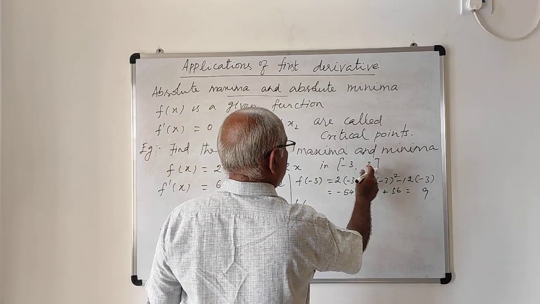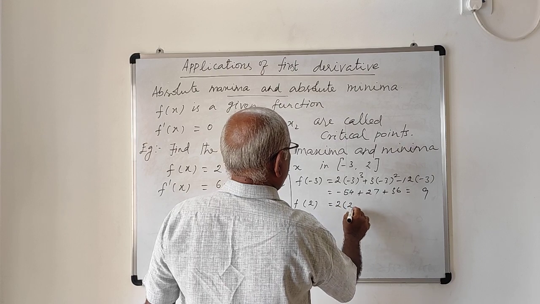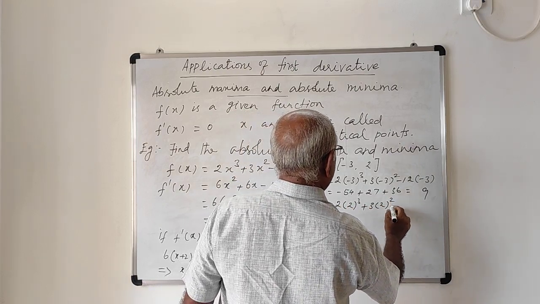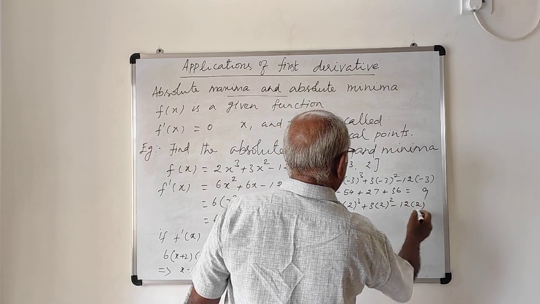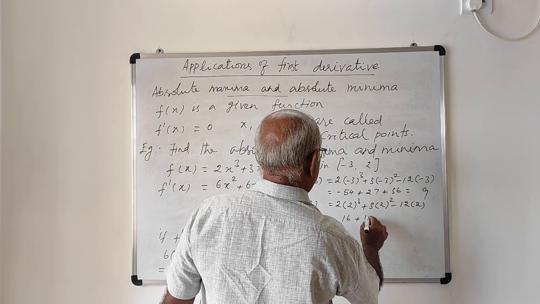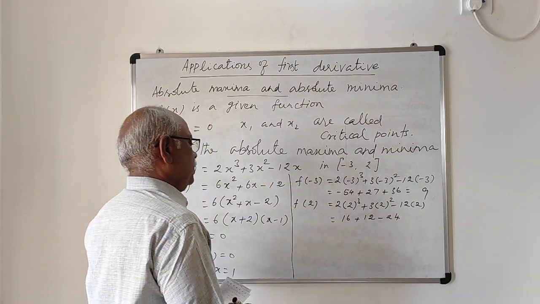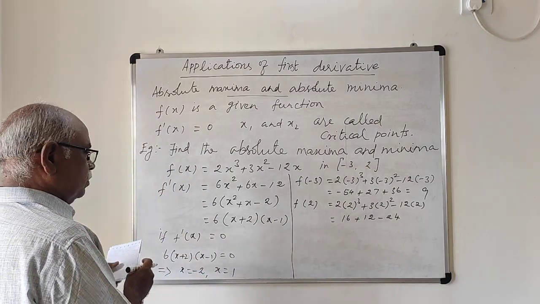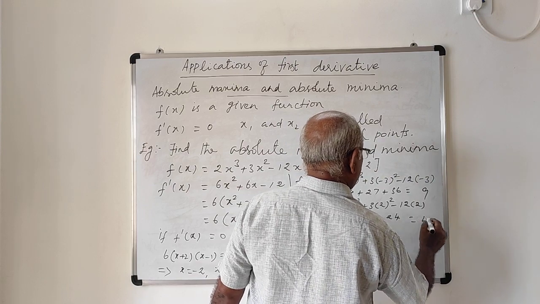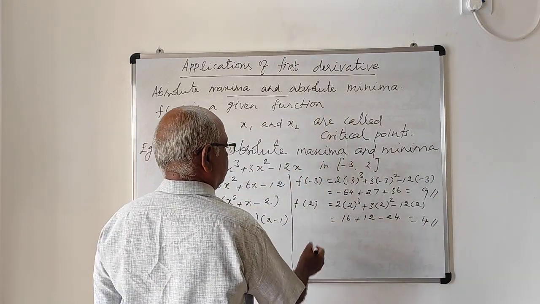Similarly, f of 2, the endpoint value: 2 into 2 cube plus 3 into 2 square minus 12 into 2. That is 16 plus 12 minus 24. 16 plus 12 is 28, minus 24, so f of 2 is 4.